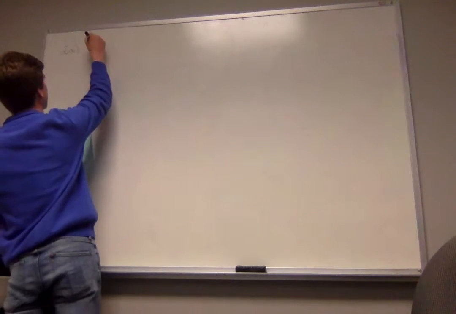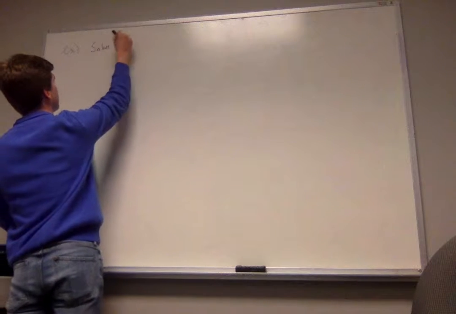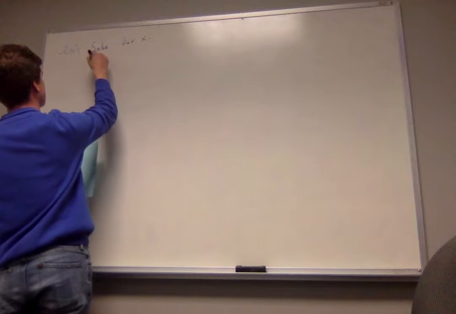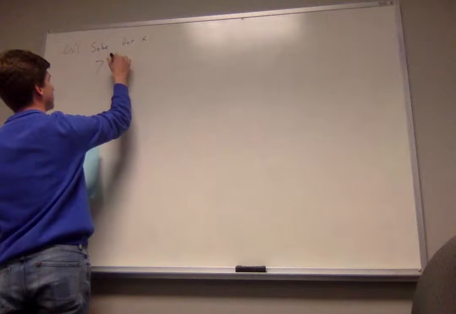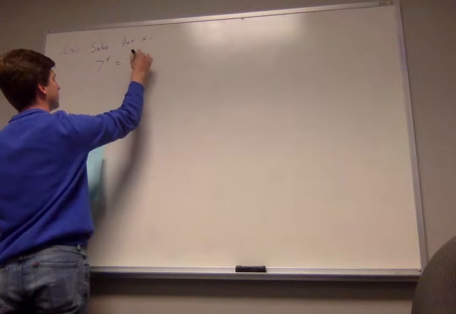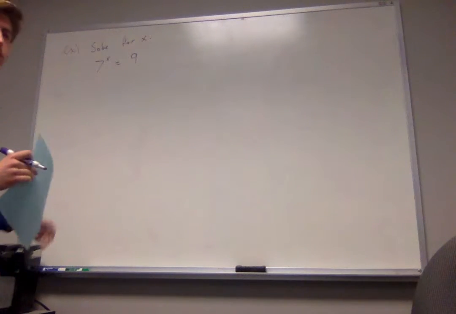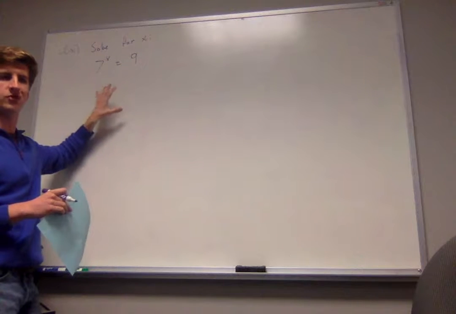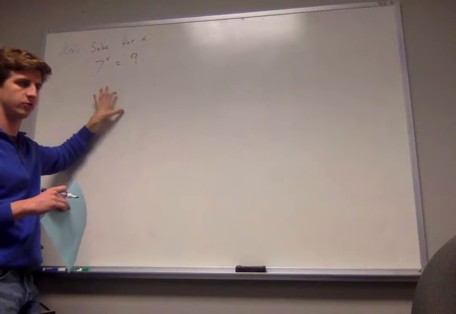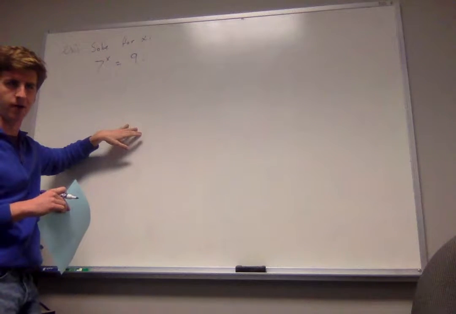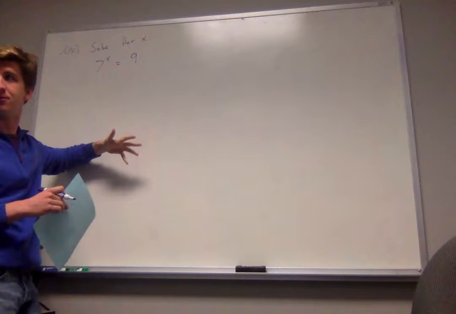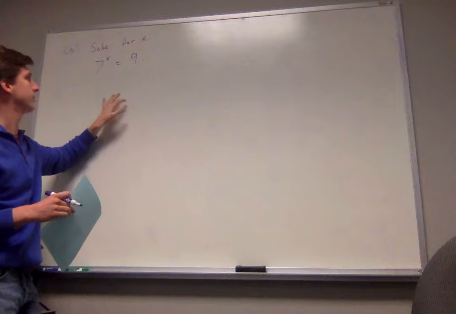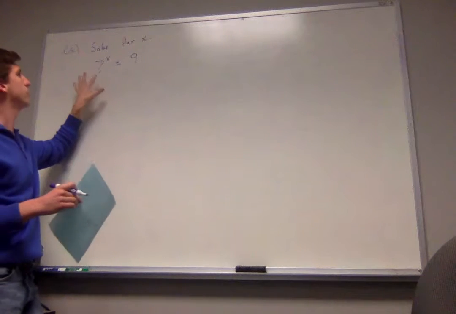So in this example we're going to solve for x. And the equation that we're given is 7 to the x power equals 9. So this may be unlike most algebraic equations, because in algebraic equations you might have 7 times x equals 9. And the way that you would solve 7 times x equals 9, you divide both sides by 7, right? And you get x equals 9 divided by 7. But you can't really do that here.